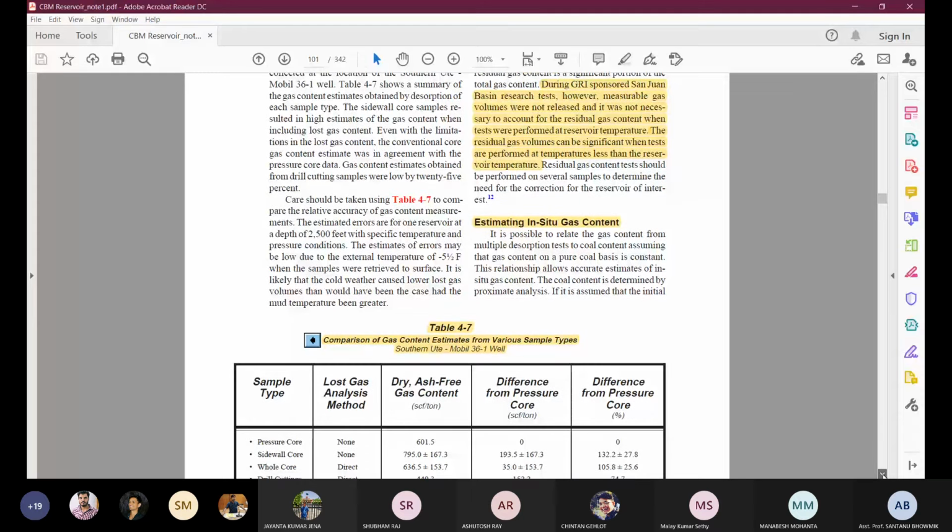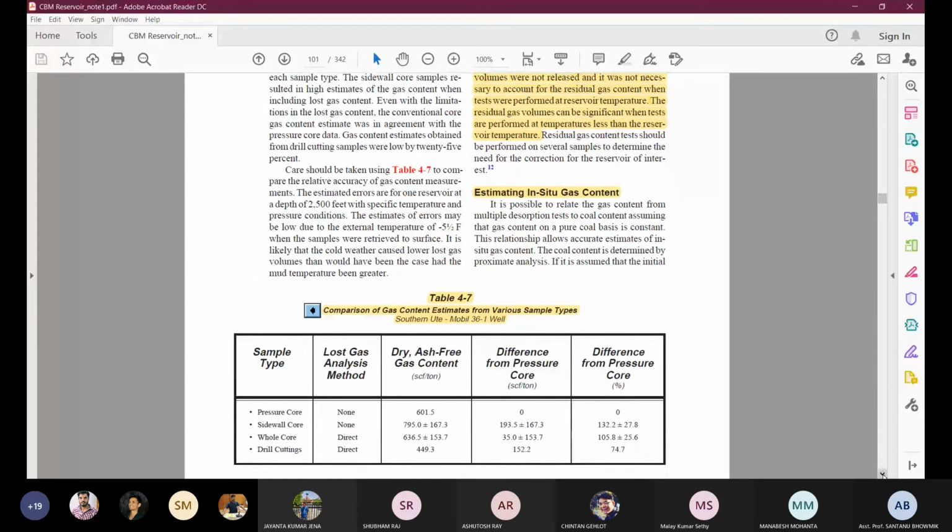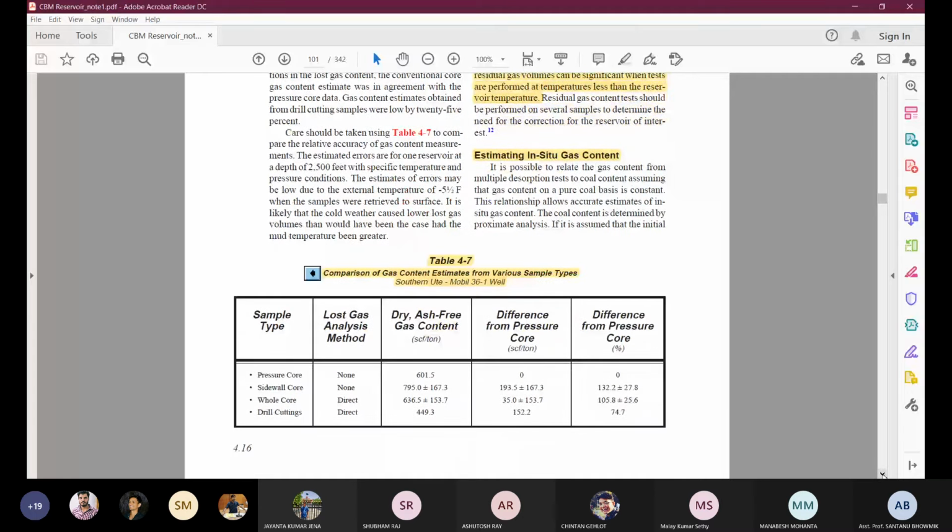Okay. If you see this table, it tells you what different gas contents you get from different methods. You will not be able to get the lost gas analysis from the pressure core or the sidewall core. But if you represent it on a different basis, there will be some differences for the same coal type. There may be some differences in the total gas content. You can see the correction has a range of accuracy, and so you will get various results.